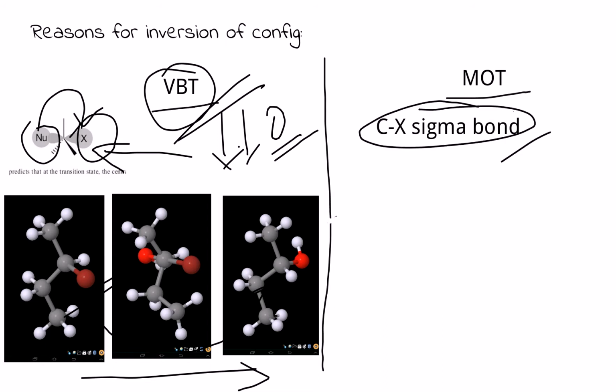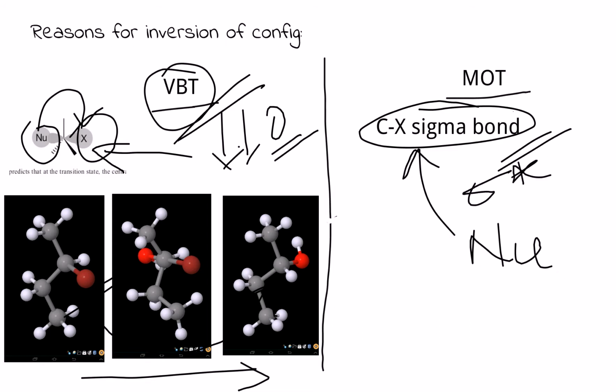To break this C-X sigma bond, it is necessary that the nucleophile places its electrons into the sigma star molecular orbital of the C-X bond, because an increase in the electron density in the antibonding molecular orbital results in weakening of the bond.